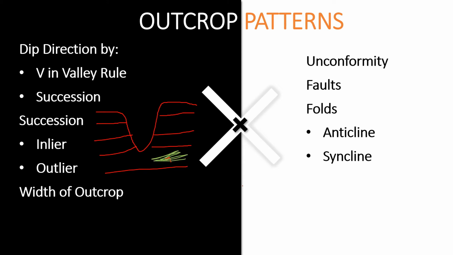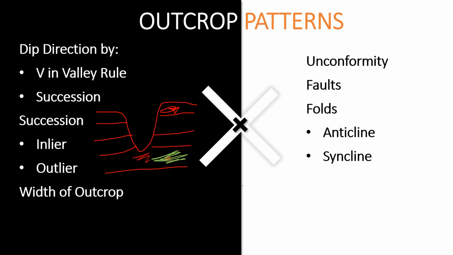Let's say this is the older rock layer, and this is the younger rock layer. So in this case, it is a ridge, right? And it is a case of inlier, because this older rock is exposed. It is surrounded by the younger rocks that are above the older rocks. So it is a case of inlier.